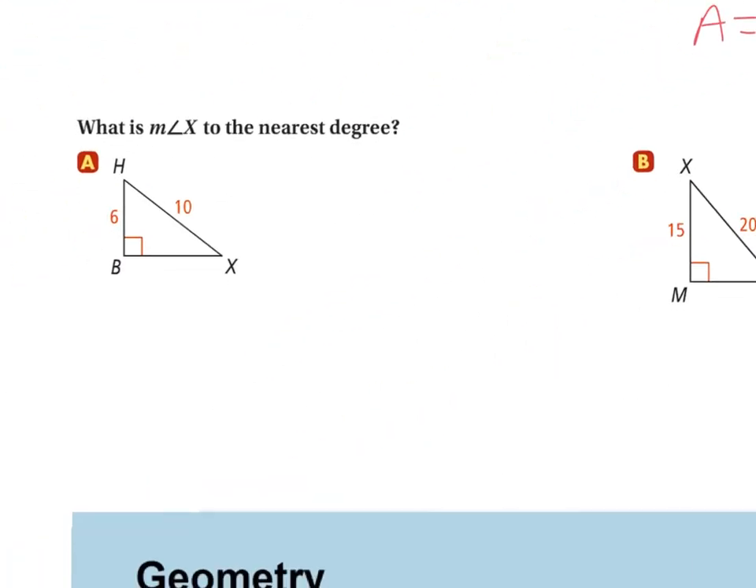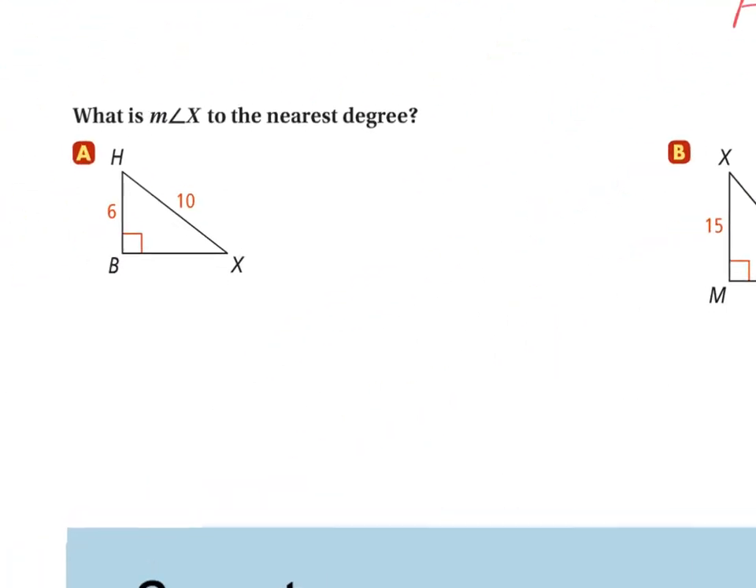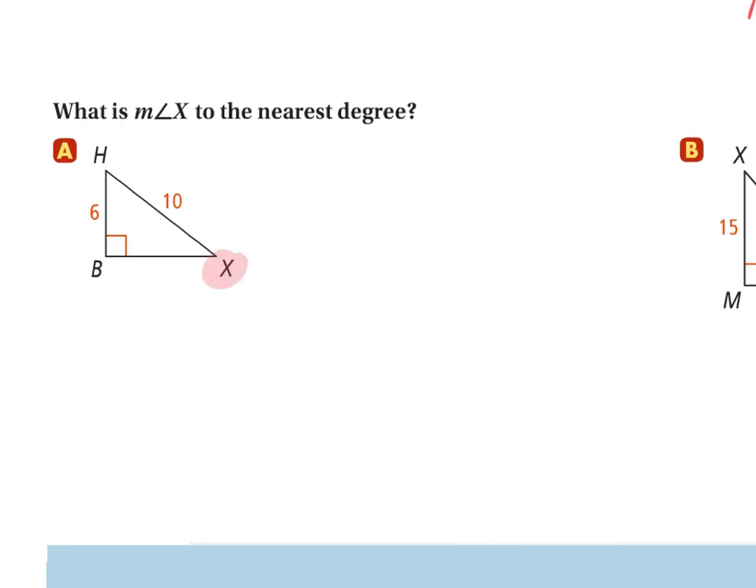Okay, so now here, what is the measure of angle X, this one, to the nearest degree? So that's the whole number. It'll make it a little bit easier maybe. Okay, let's talk about what they give us. They give us this side, which would be the opposite, and then this side, which would be the hypotenuse. So opposite and hypotenuse is going to be sine. So we're going to have the sine of X equals our opposite side, which is 6, over our hypotenuse, which is 10.